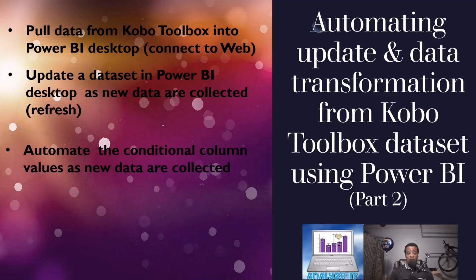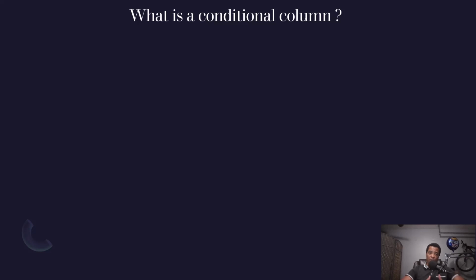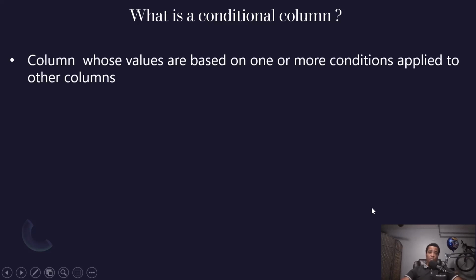In this video, I'm going to talk about how you can automate the conditional column values as new data are collected. Basically, we will talk about how to do a conditional column, which is a data transformation, and at the end of this video, we will see that as we add new data, this conditional column will provide you the new values. So, what is a conditional column? A conditional column is a column whose values are based on one or more conditions applied to other columns.